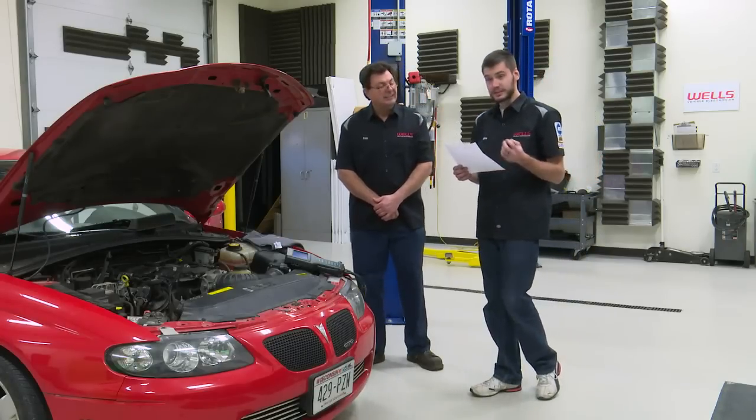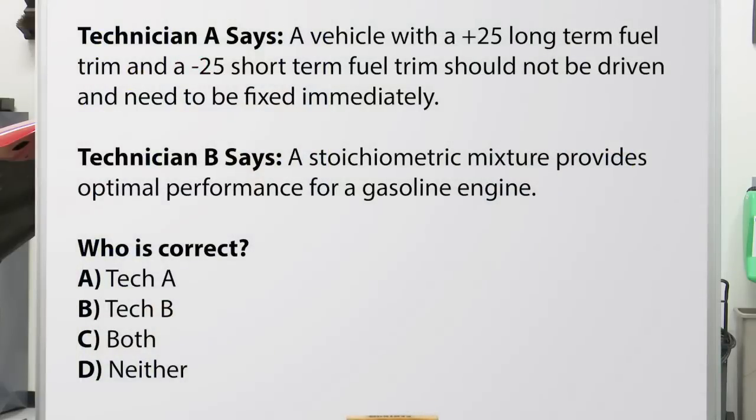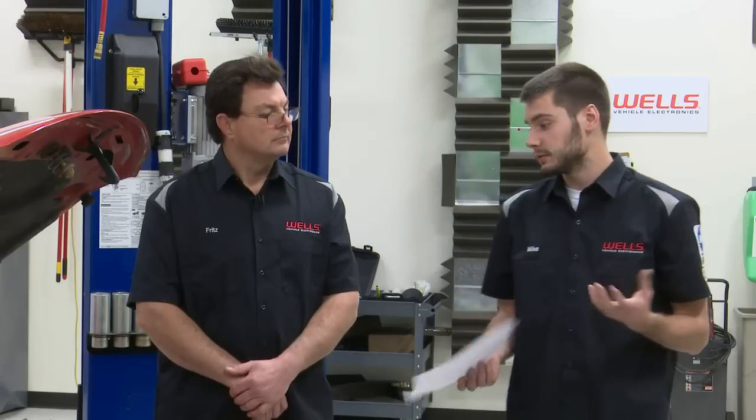Okay. So this is still going to be an ASE style question, guys. So here we go. Technician A says, a vehicle with a positive 25 long-term fuel trim and a negative 25 short-term fuel trim should not be driven, and it needs to be fixed immediately. Technician B says a stoichiometric air-fuel ratio mixture provides optimal performance for gasoline engines. A little bit harder, right? All right, so go ahead and chat in your answer in the little comment box there. A for technician A, B for technician B, C for both technicians, or D for neither. We'll see who gets it right.